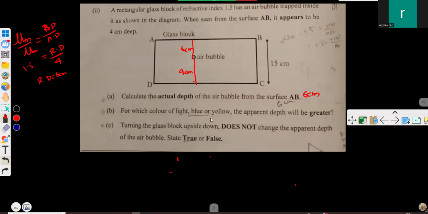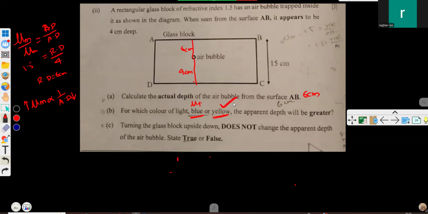For which color of light, blue or yellow, will the apparent depth be larger? Mu of medium is inversely proportional to apparent depth. If the mu for a light is more, the apparent depth will be less. For blue, the mu is more, so apparent depth is less. For yellow, the mu is less, so apparent depth will be more. So the answer in this case would be yellow light.